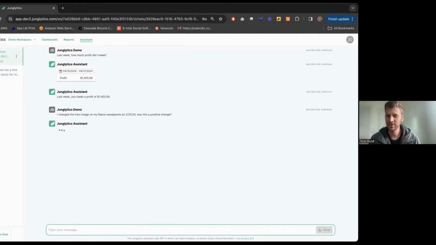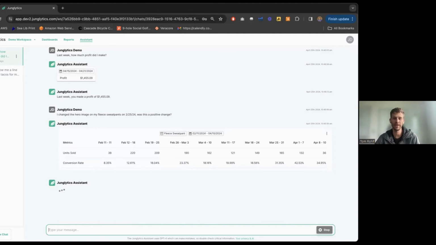So when I ask this question, the assistant's going to pull relevant information about that listing for that time period and the metrics that are most important for analyzing whether a listing change was positive or negative. In this case, it's determined that those metrics should be units sold and conversion rate.